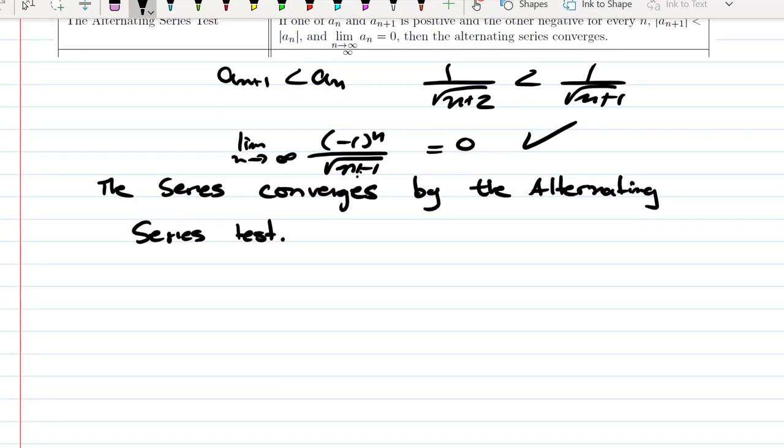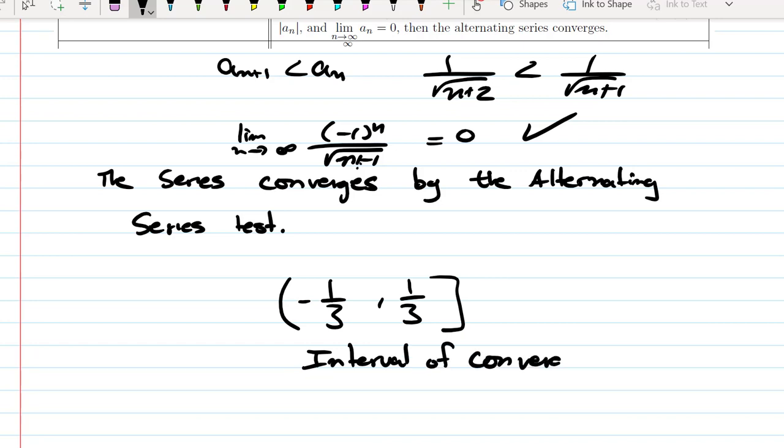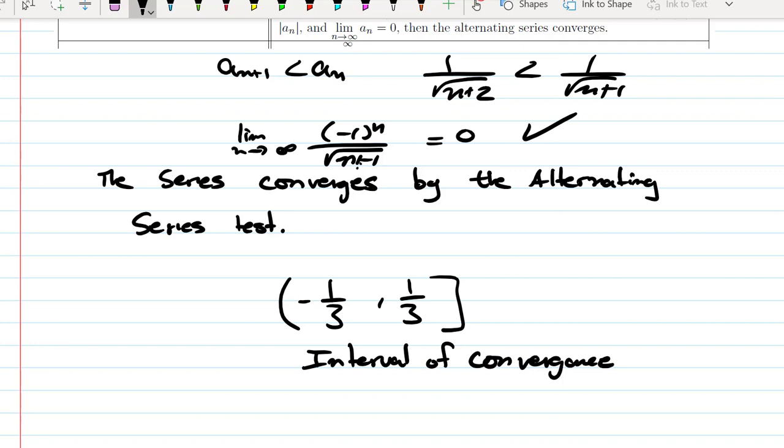So it diverged at negative 1/3 and it converged at positive 1/3. So our interval of convergence is this. Our radius of convergence was 1/3, and our interval of convergence is the interval from negative 1/3 to positive 1/3, not including negative 1/3, but including positive 1/3.